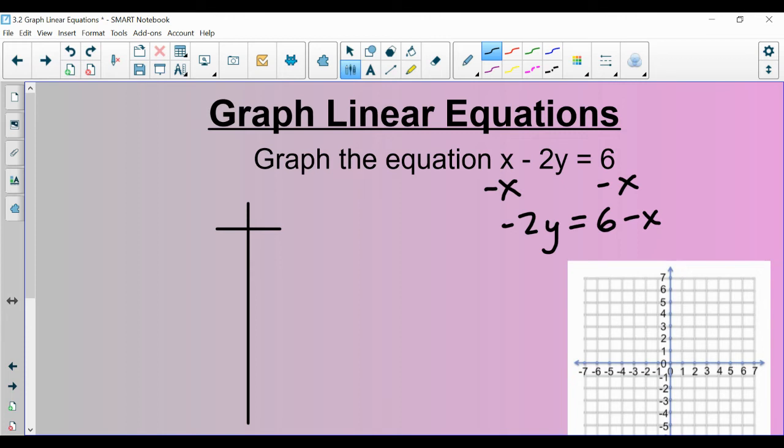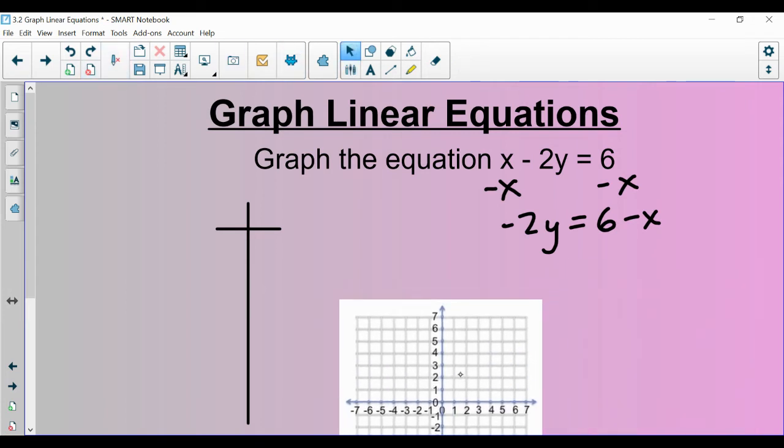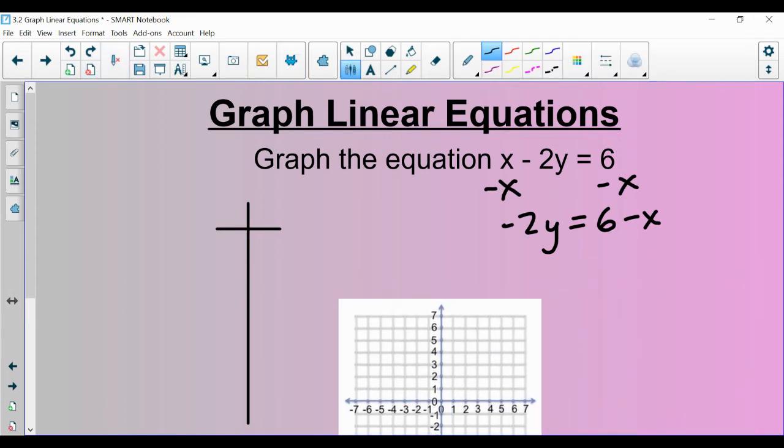Our next step, y is being multiplied by negative 2. How do we undo a multiply by negative 2? Well, we divide by negative 2. That was not what I intended to do. Just trying to get this out of the way. Divide by negative 2. If we divide one side by negative 2, we have to divide the other side by negative 2.